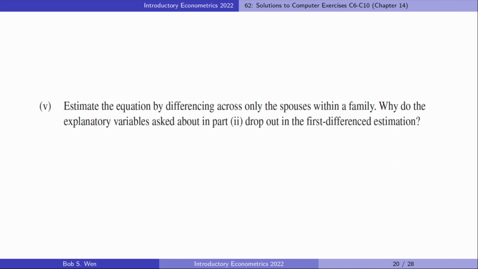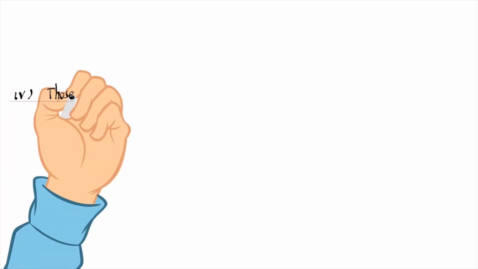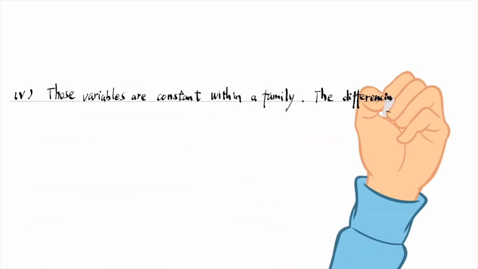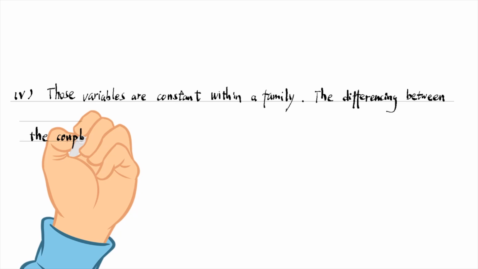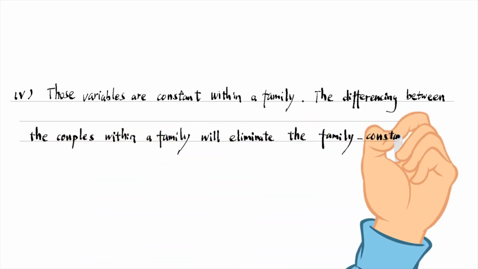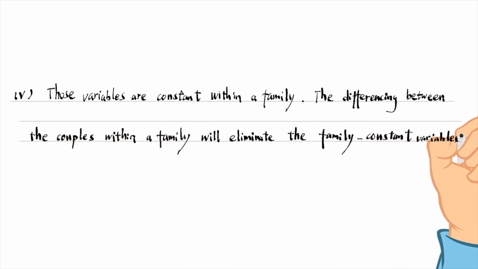In Part 5, we will estimate the equation by differencing across only the spouses within a family. Why do the explanatory variables asked about in Part 2 drop out in the first difference estimation? Those variables are constant within a family. The differencing between the couples within a family will eliminate the family constant variables.